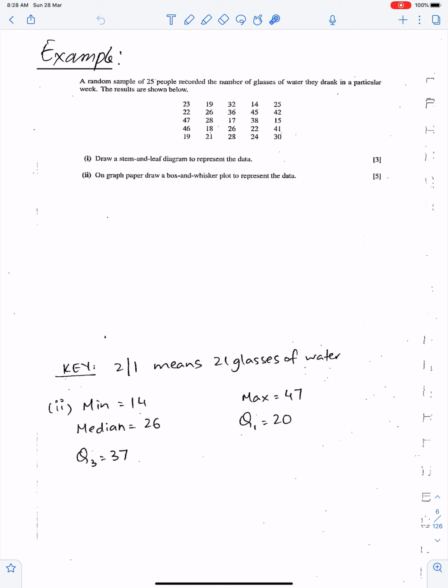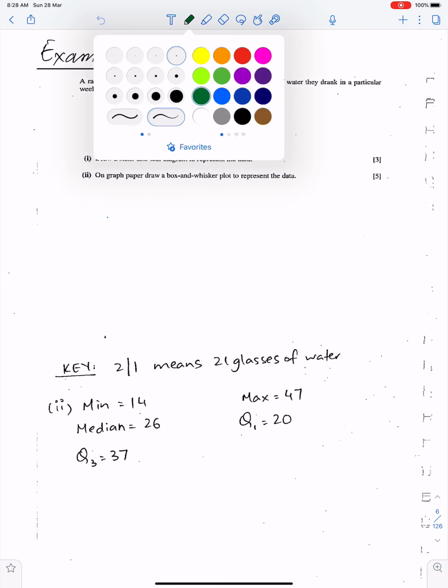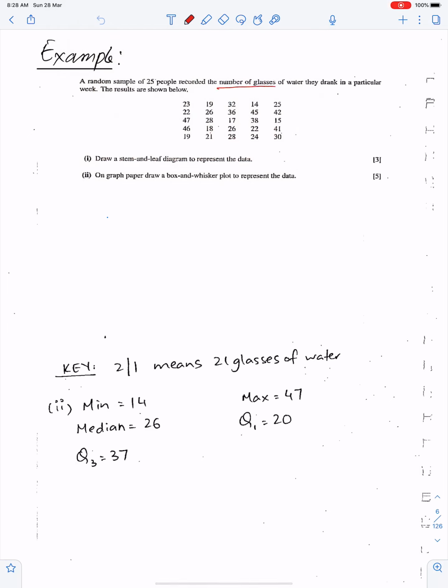Stem plot and box plot. Example: a random sample of 25 people recorded the number of glasses of water, that is the unit, they drink in a particular week. The results are shown below. Draw a stem and leaf diagram to represent the data. Now, how will you draw the stem plot?